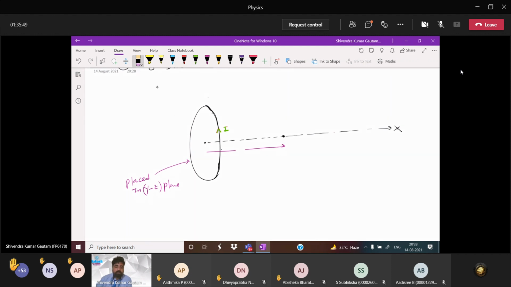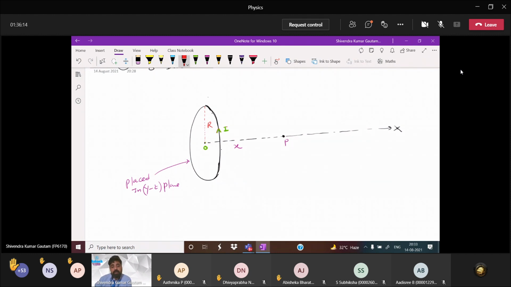Point P is x distance away from the center. Suppose the center is point O, this is x distance, and point P is here. What is the radius of this? R. It carries current I, which may be clockwise or anti-clockwise.